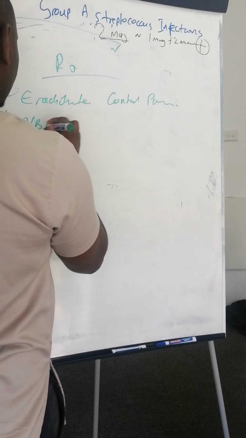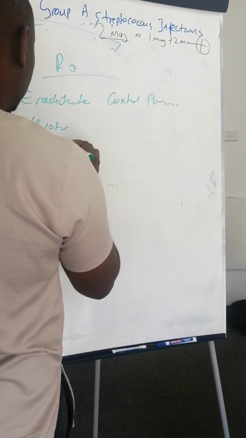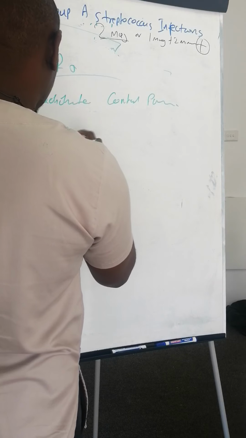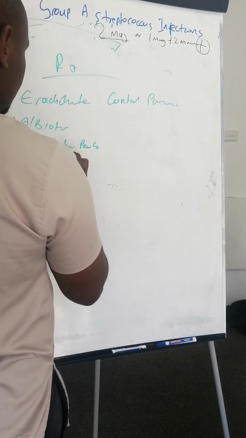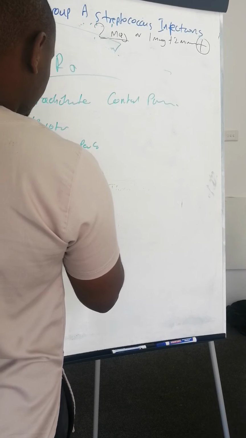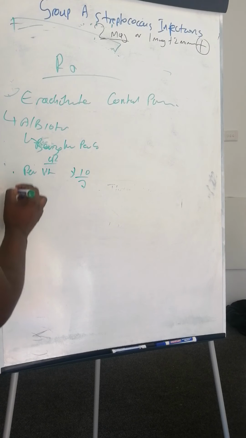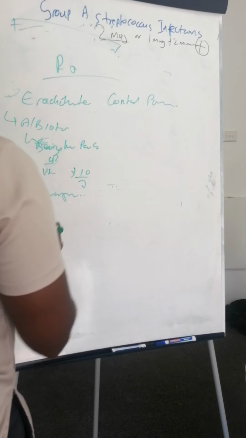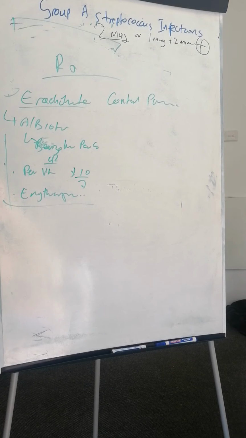How do you eradicate infection? You give antibiotics. Which antibiotic? Antibiotic of choice is penicillin G, benzathine penicillin, as a single dose. If you don't have that, you can go for PEN-VK, course of 10 days. If a patient is allergic to penicillin, you can go for erythromycin. So these are antibiotics of choice to try and eradicate the infection.